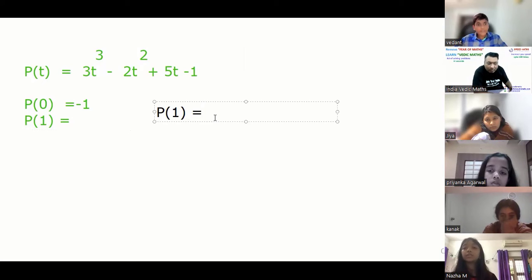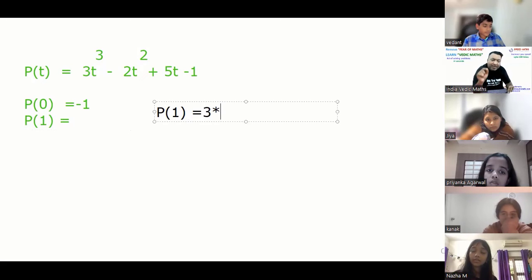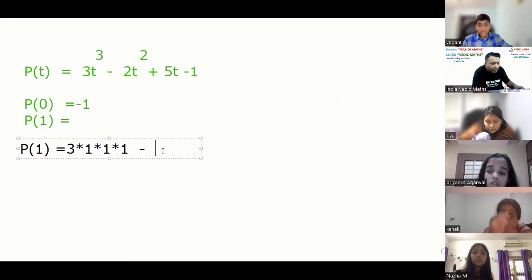3t cubed. So it means 3 times t cubed. T cubed means t times t times t, or not? So what is the t value? 1. So 1 times 1 times 1, that is t cubed, or not? So 3. That is done. Minus. What is the second term? 2t squared. 2 times t, which is 1, squared.